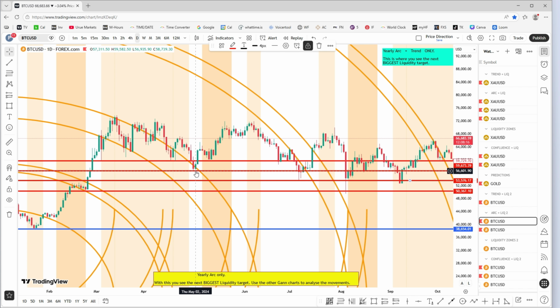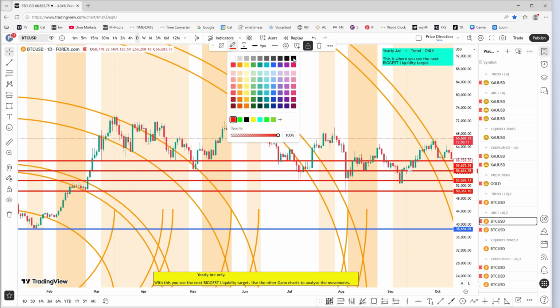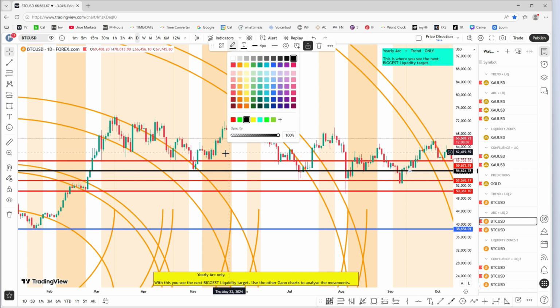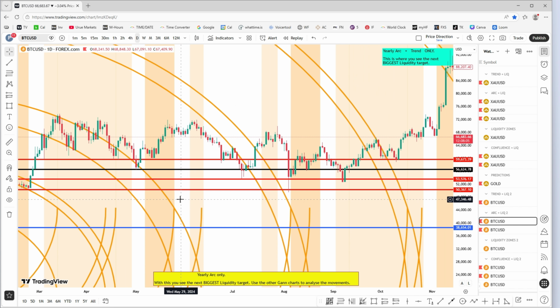Liquidity was dumped there. UrueMarkets have put that line there for you to see. That line, this one, I'm changing into black right now. Let me leave all of them in black. Now again, price came, went around this arc.